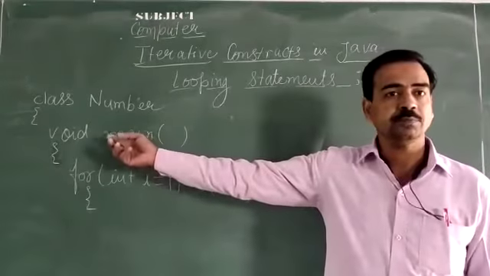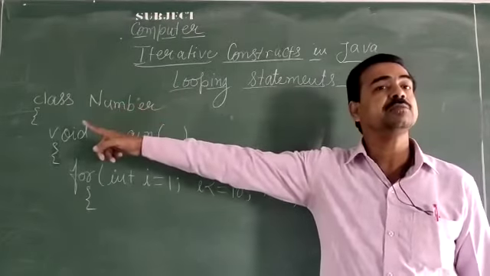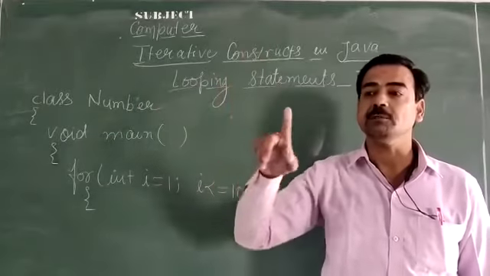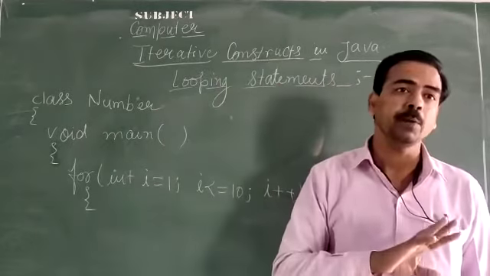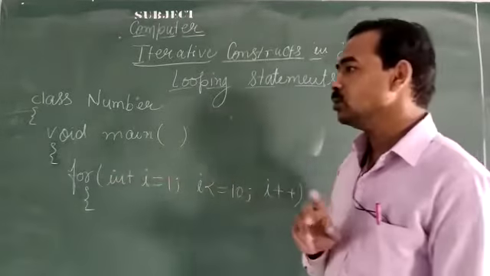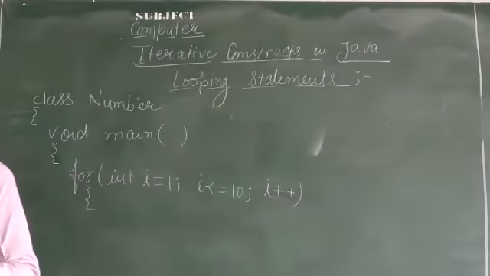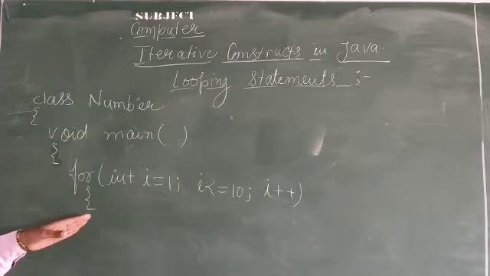Like function. Function declaration is the block statement. Class statement is the block statement. If statement is the block statement. Switch statement, it is also a block statement. In the same manner, for is a block statement. So in block statements like if and for, if there is only one statement inside if or for, then we can skip these curly braces.